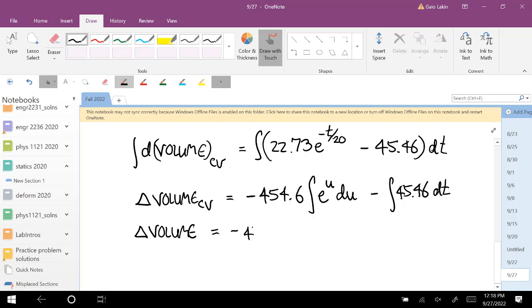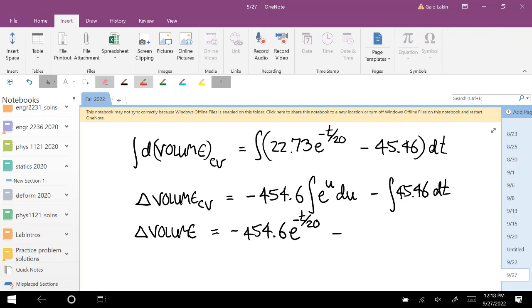negative 454.6 e to the negative t over 20 minus the integral of this times the change in time. And so that's just 45.46. We can write that as t if we think of time 0 as being 0.